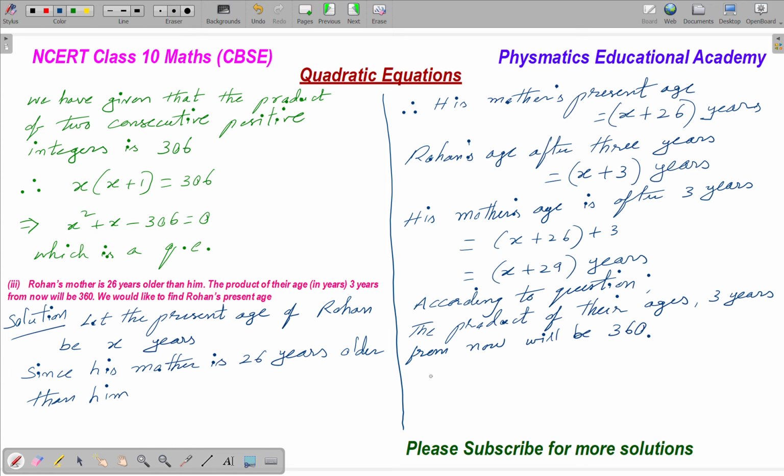Now, according to the question and considering all the above parameters, we can write an equation: (x plus 3) multiplied by (x plus 29) is equal to 360. That implies x square plus 29x plus 3x plus 87 is equal to 360.